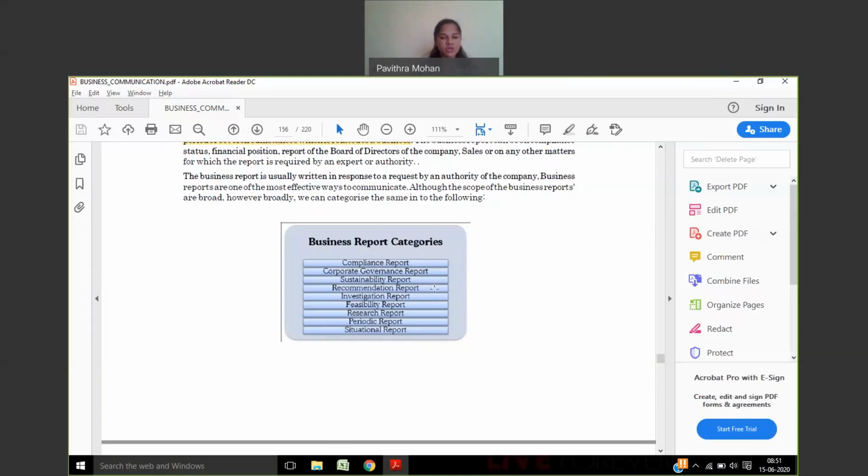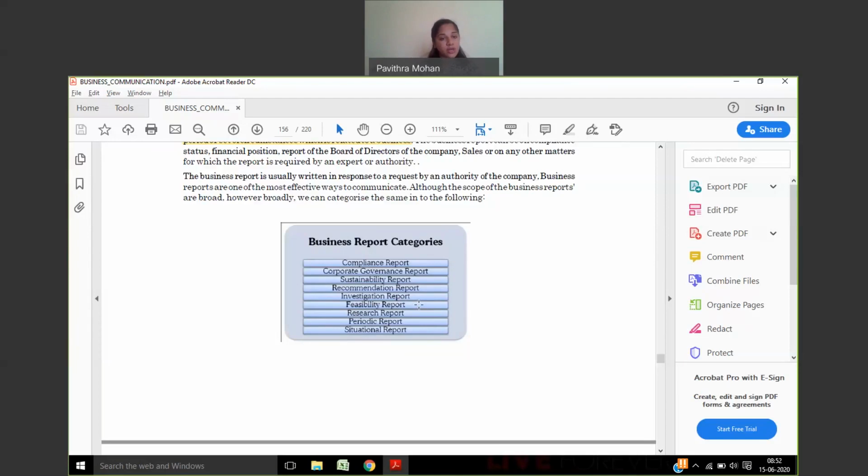Then you have recommendation reports. What new product we can launch, who are the new employees we can appoint. Okay, so when a recommendation is provided by lower level to middle level or middle level to top level, that will be called a recommendation report. Investigation is again when there is some default or some production error or something. When you have researched and identified the fault, you update it to the top level management. That is called an investigation report.